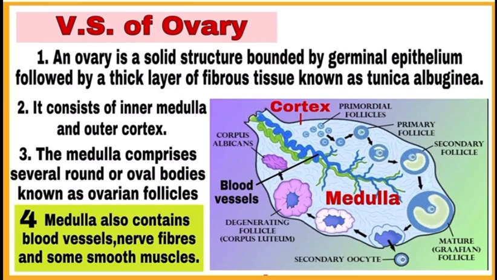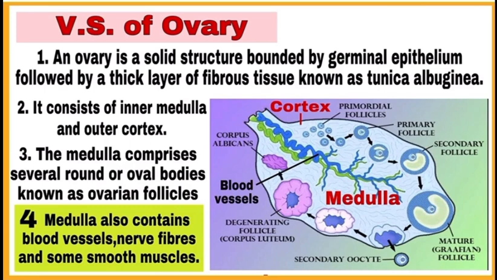Now come to the next slide and write the points observed in VS of ovary. First point, an ovary is a solid structure bounded by germinal epithelium and followed by a thick layer of fibrous tissue known as tunica albuginea. Second point, see vertical section of ovary in the diagram. It consists of inner medulla and outer cortex.